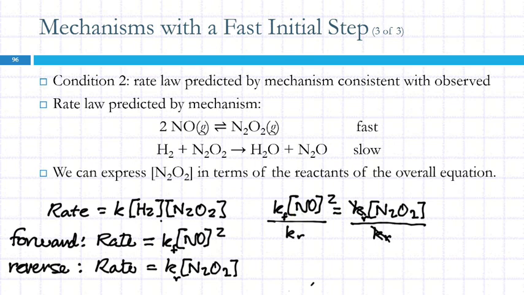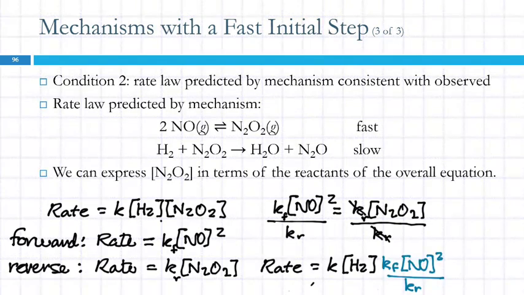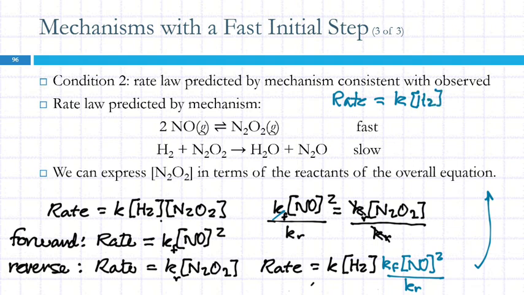So we can substitute that into our original, into this guy. Oh, go up here. So the rate will equal a rate constant times H2 times NO squared. There's a little bit of algebra involved in that.